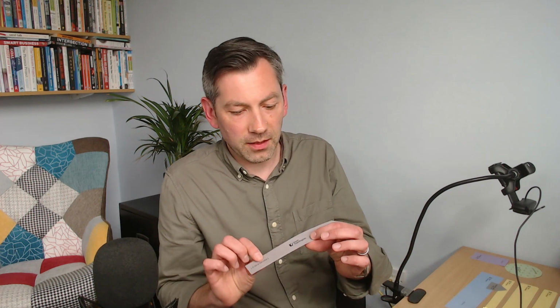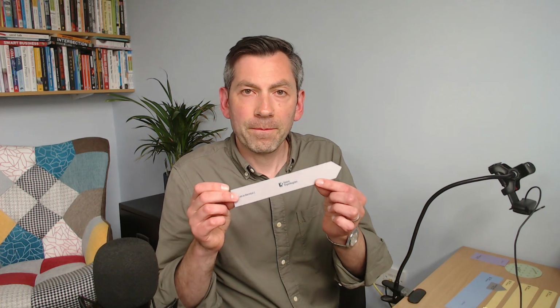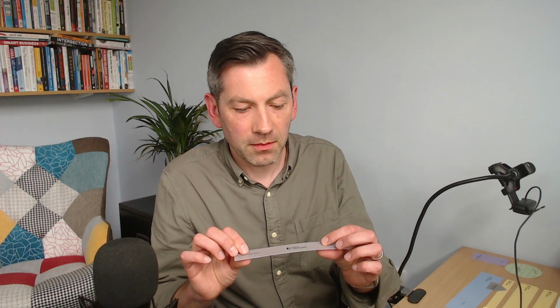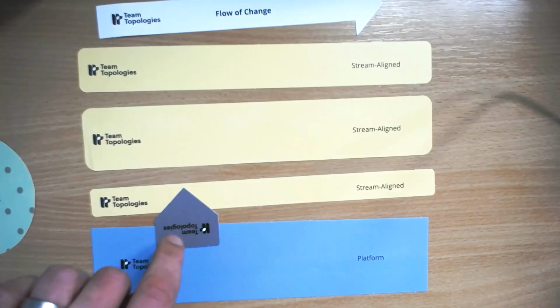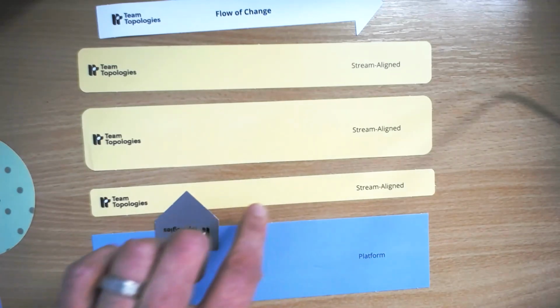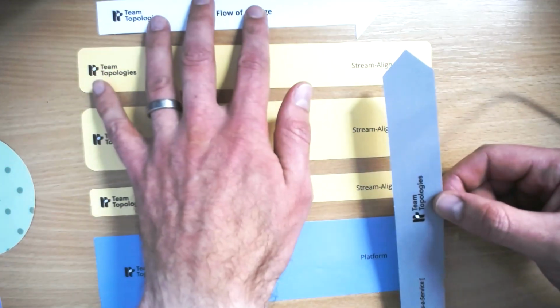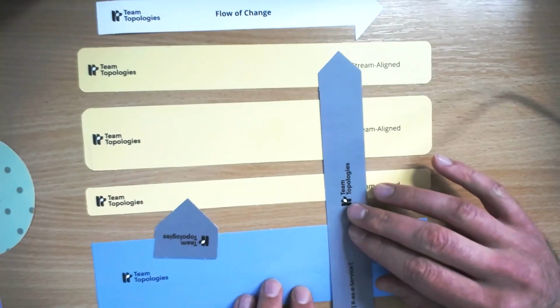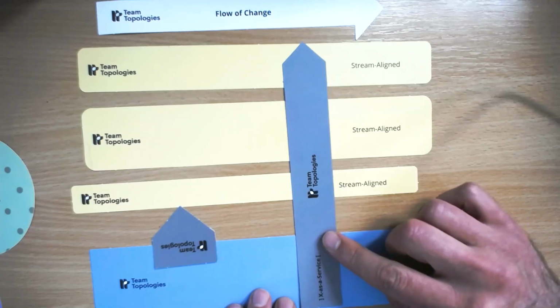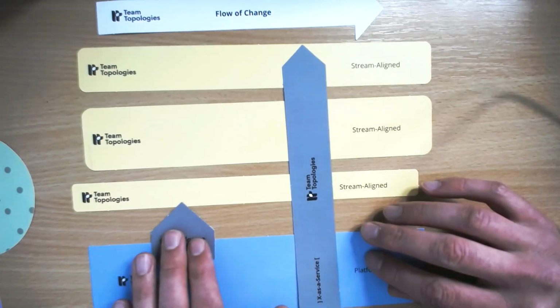In this pack, we use this X as a service interaction shape, and the arrow is in the direction of the service being provided to the customer, if you like. So in this case, the platform is providing a service to this first streamlined team. If the platform is also providing a service to the streamlined team at the top of the diagram, we might have an arrow a bit like this, X as a service all the way up to the team that's consuming the service.